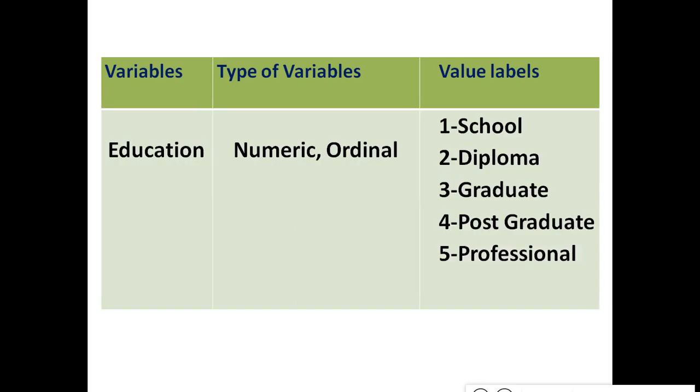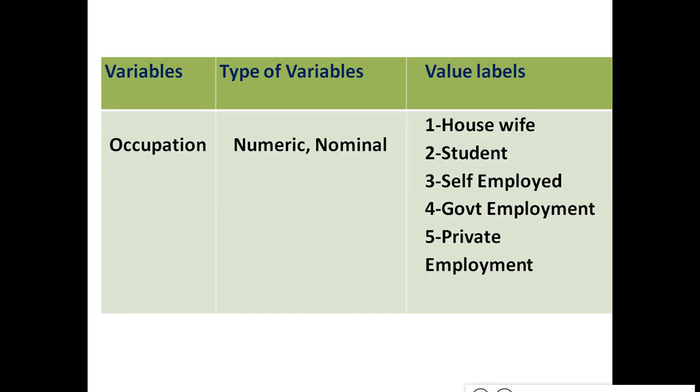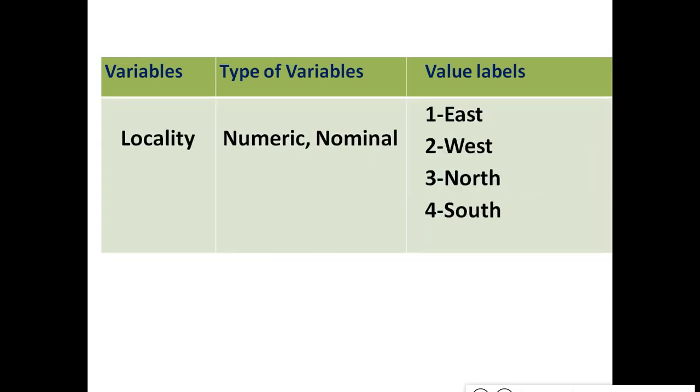Here I have given 1, 2, 3, 4, 5 from school to professional. So it is in order, it is an ordinal scale. Now occupation, we are just giving numbers, so it is numeric nominal. Number 1 is given to housewife and 2 is student. This is our wish. We can give whatever we like. And locality, we will be giving numeric nominal. This is also as per our wish, 1, 2, 3, 4 for east, west, north, south. If you want, you can change and give.